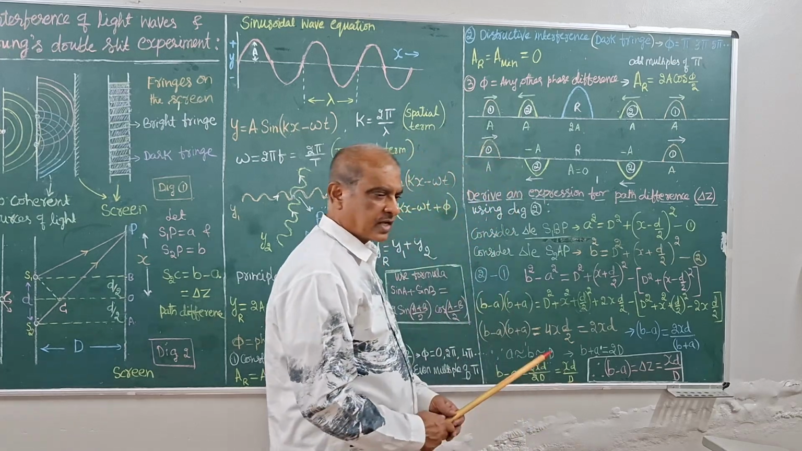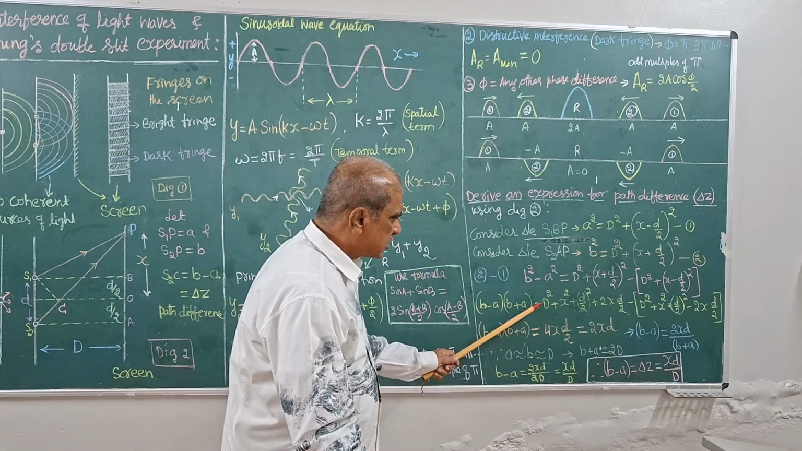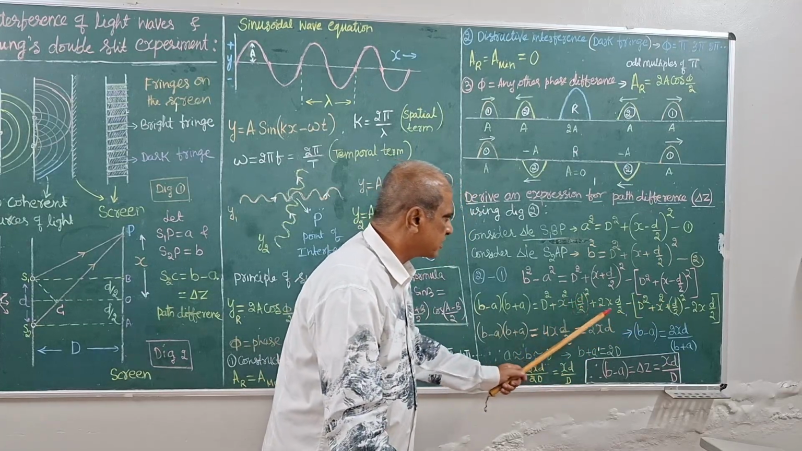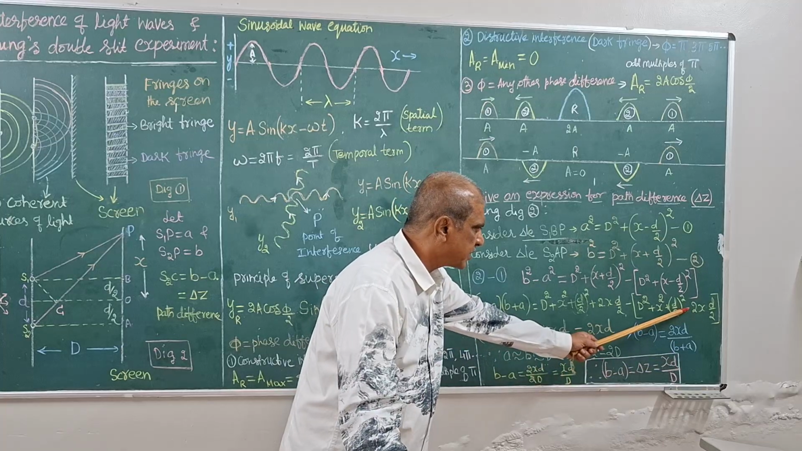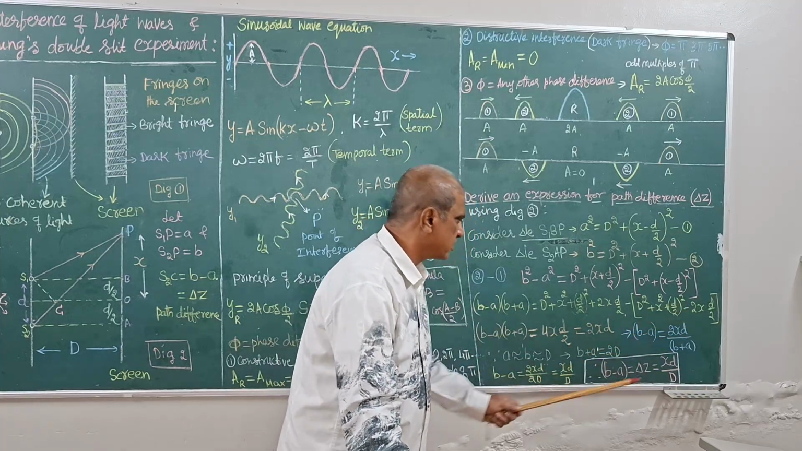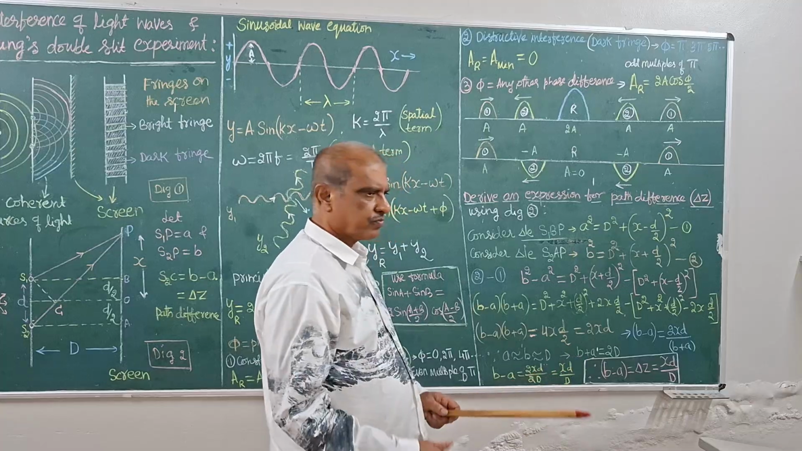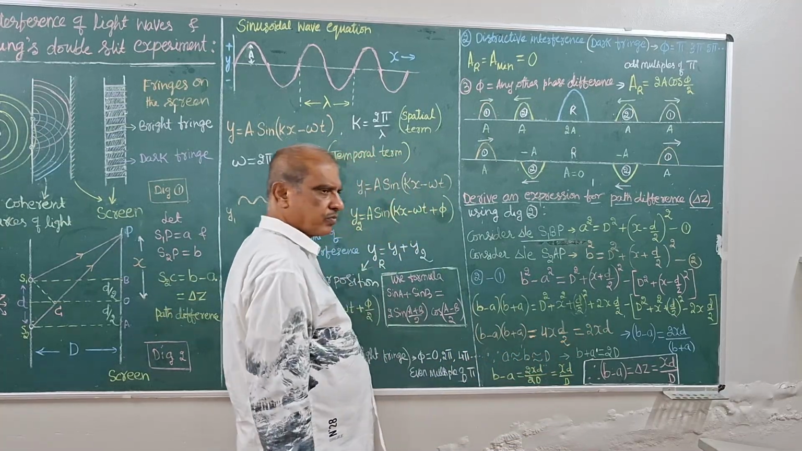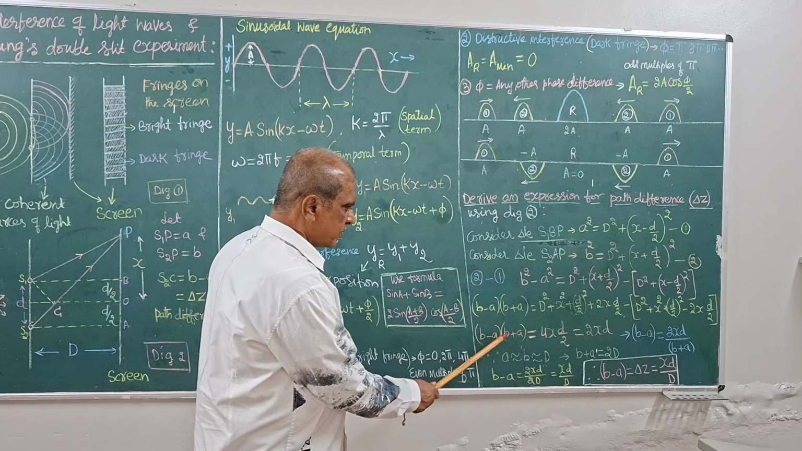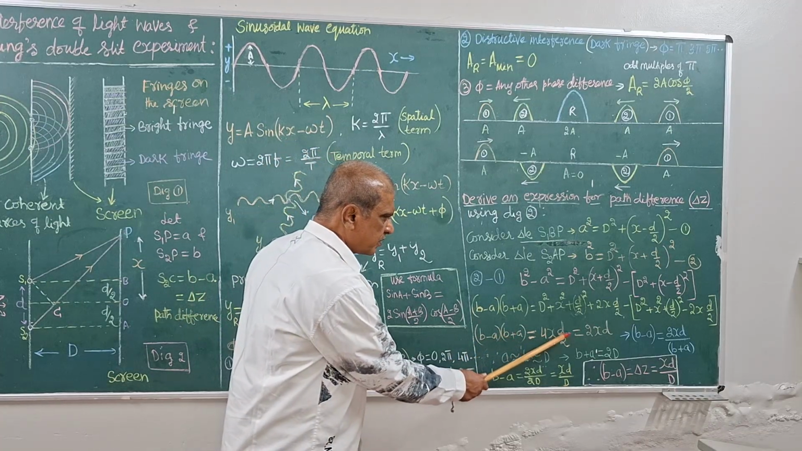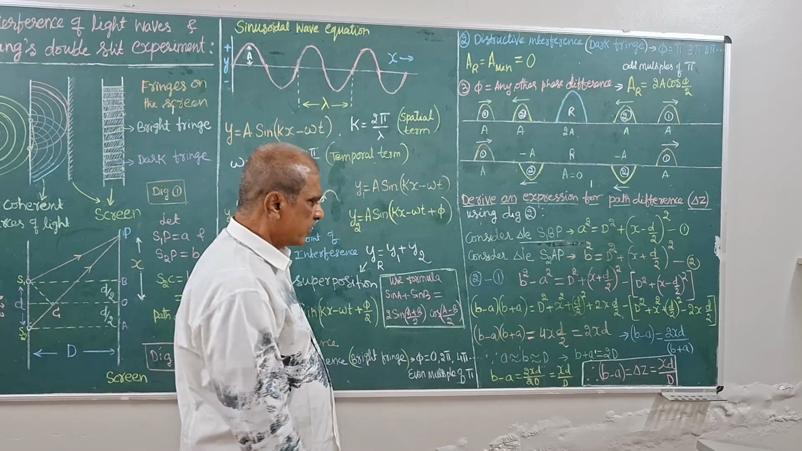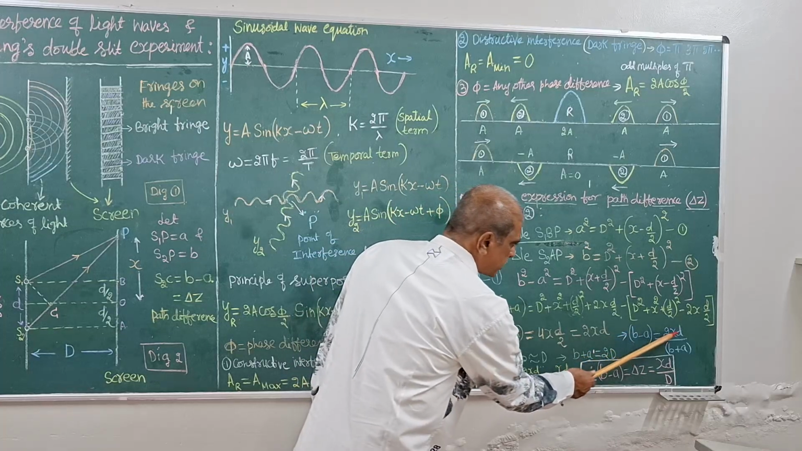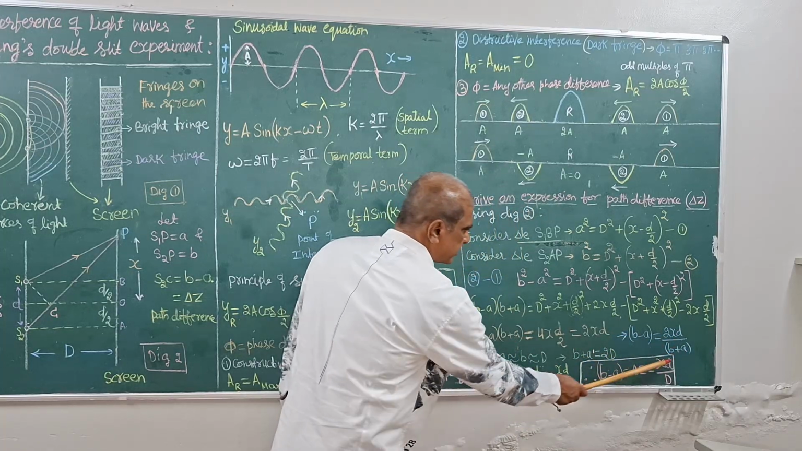And see that there is a cancellation: plus, minus, plus, minus. This minus becomes plus, so we get plus 4x d by 2, and 4 by 2 becomes 2xd. Here b minus a into b plus a equals 4xd by 2. We can rewrite the equation as b minus a equals 2xd divided by b plus a. Take it to the right hand side.